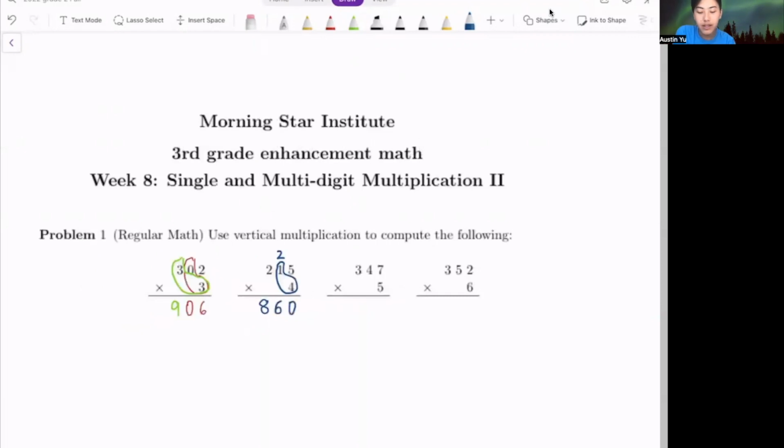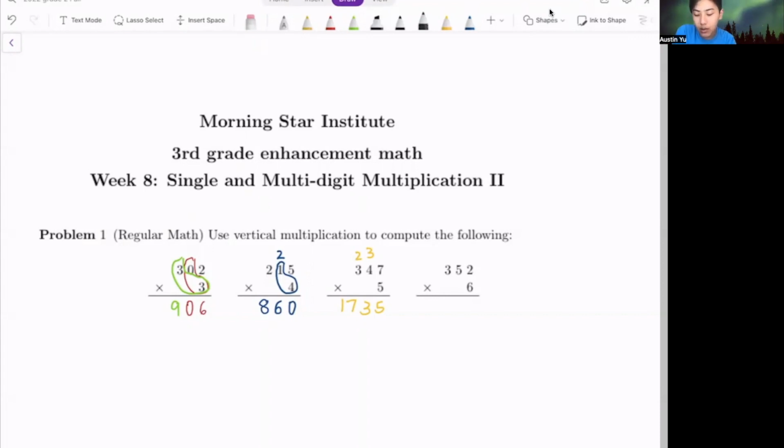Next one, 347 times 5. We do 7 and 5 first. 7 times 5 is 35. Carry over a 3. 4 times 5 equals 20. 20 plus 3 equals 23. And then finally, 3 times 5 equals 15. 15 plus 2 equals 17. The answer is 1,735. And finally, 352 times 6.